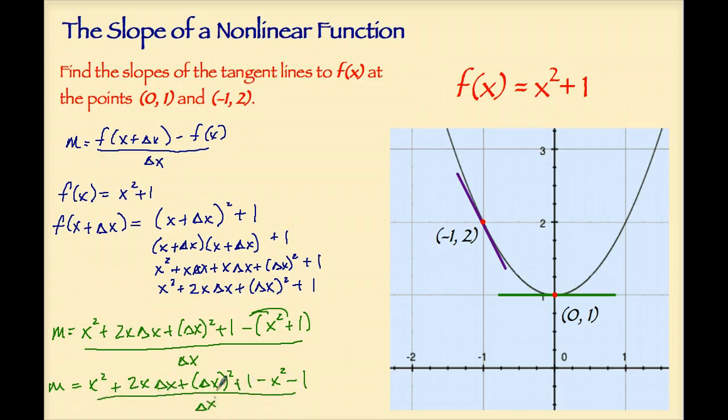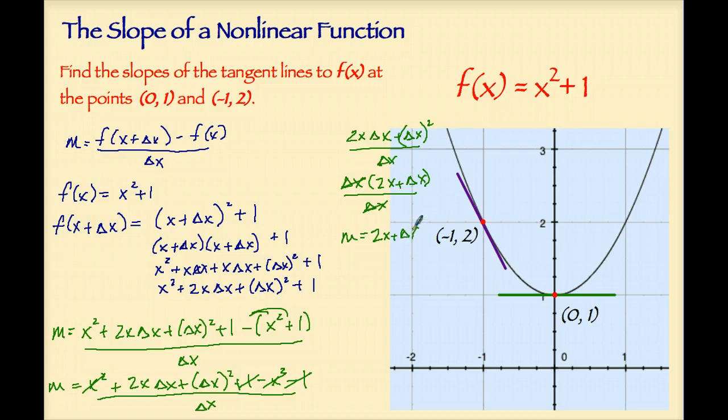Now notice that the terms of the original function will always cancel out in this particular function that we're using, leaving only terms that have a delta x. So here's where we are now. I'll just continue this up here. We have 2x delta x plus the quantity delta x squared over delta x. If I factor out a delta x in the numerator, this leaves 2x plus delta x over delta x, which means that the delta x's cancel, and here is my slope function for this parabola.